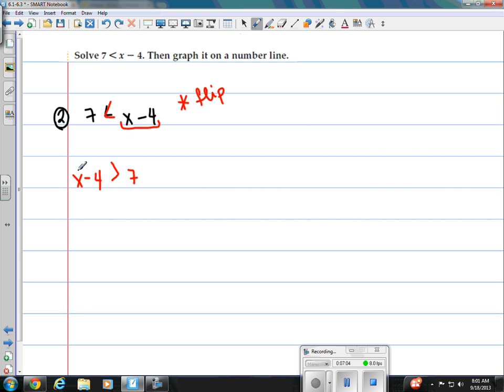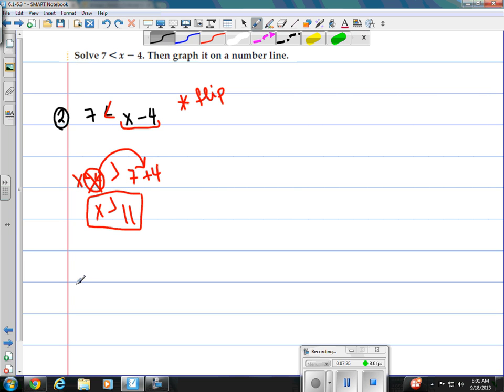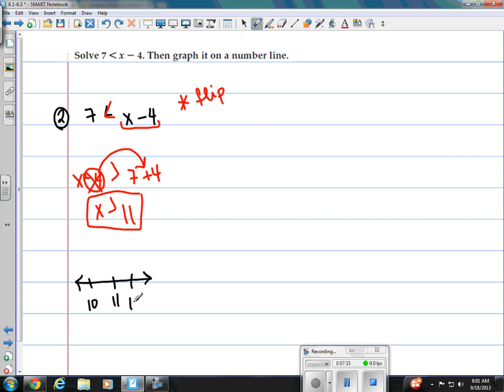So we look at x. The only thing happening to x is a minus 4. So I transpose my minus 4, make him a plus 4, and he disappears. And it says x is greater than 7 plus 4, which is 11. Now our instructions this time tell us to graph it on a number line. So we're just going to make a real quick number line here. We put 11 in the middle. A number less than 11 is 10. A number greater than 11 is 12.